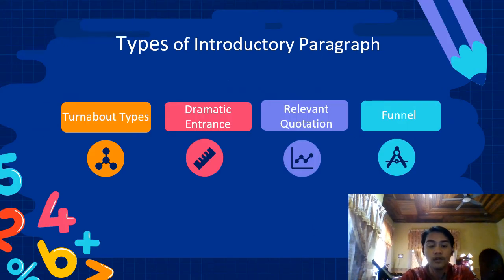Okay, now I want to talk about the types of introductory paragraph. There are 4 types of introductory paragraph. The first one is turnabout type. Second, dramatic entrance. Third, relevant quotation. And the last one is funnel.